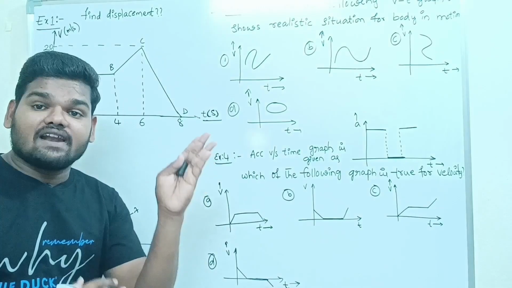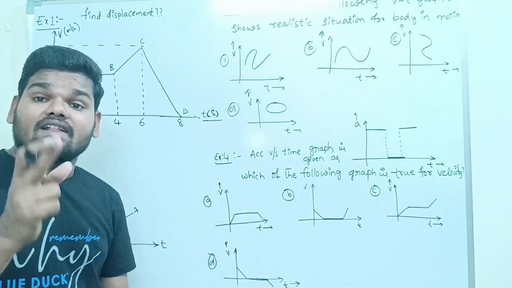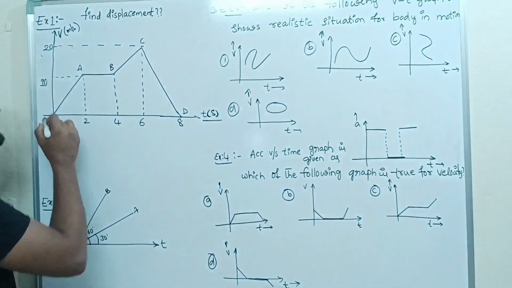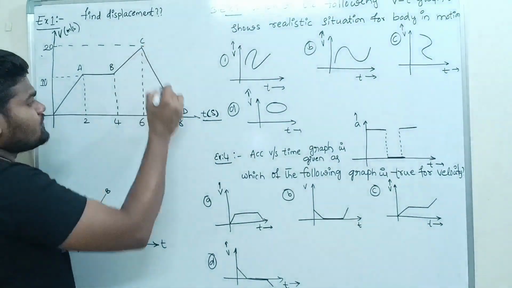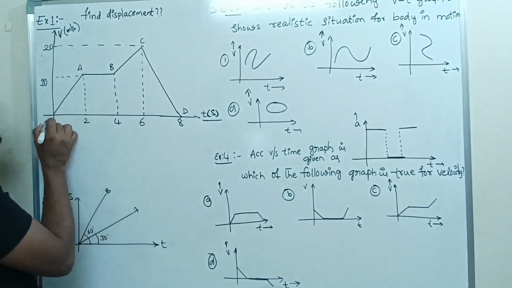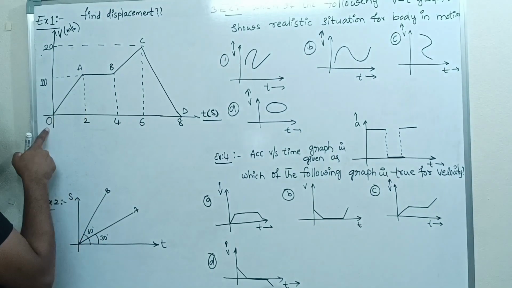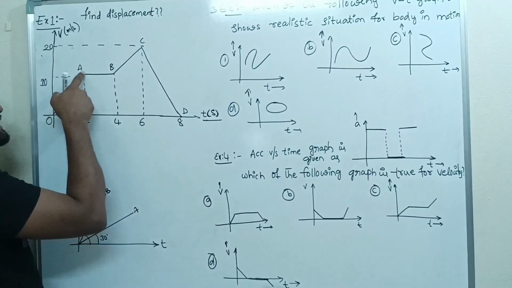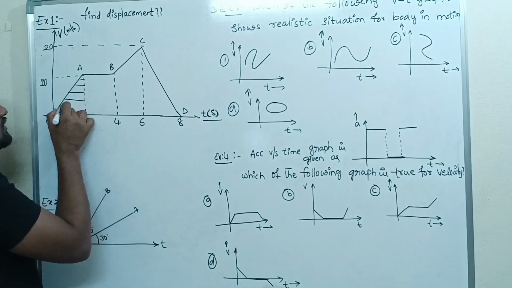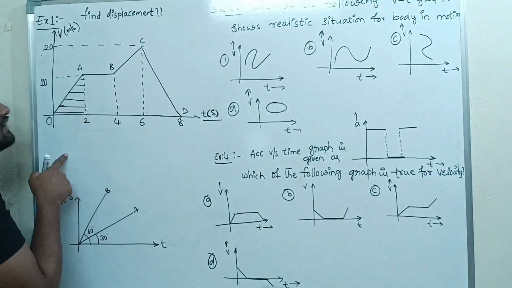In the case of a velocity versus time graph, the area covered by the slope gives what? Displacement. Have a look. This is the given slope, and we need the area covered by it. Let us consider this is the origin O. So the area covered by the slope OA is this. Are you getting? Right.